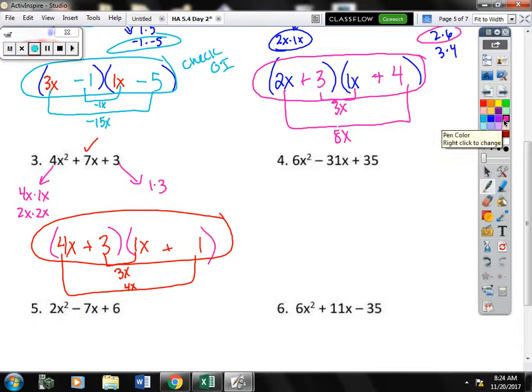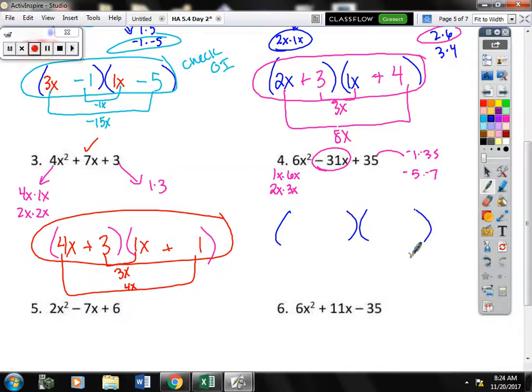Okay, the next one, also a little bit harder because we have 6, so the factors would be 1x and 6x, or 2x and 3x. And then our factors of 35 would be 1 and 35, and 5 and 7. Now when I look at my FOIL answer I want to get in the middle, it's a negative, which means these are both going to be negatives. Otherwise I won't ever get a negative number.